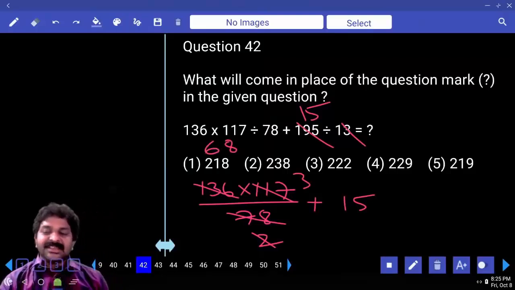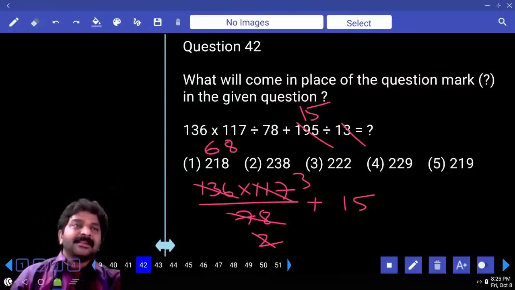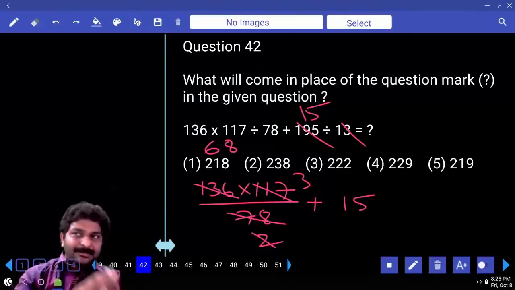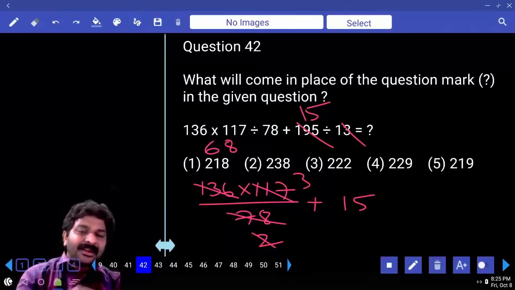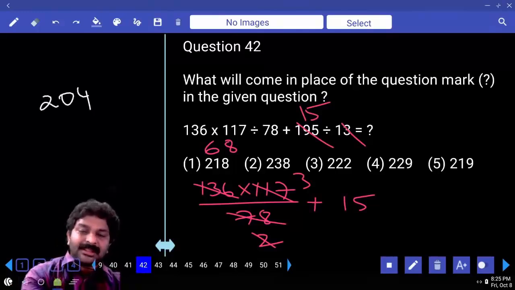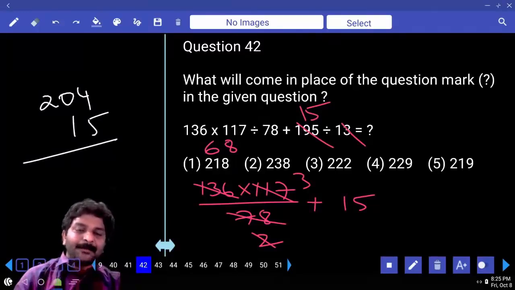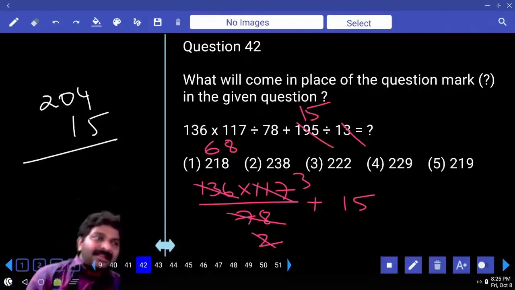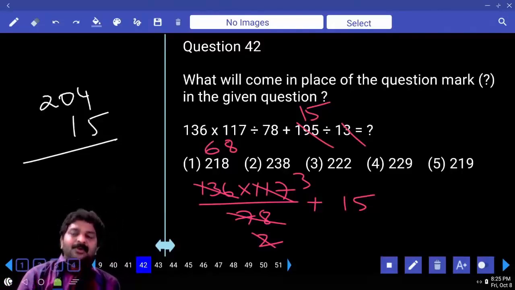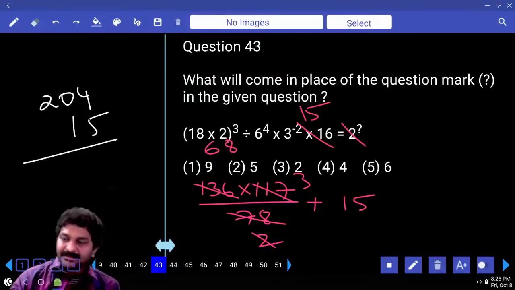68 times. 68 3 times. 63 is 180. 8 3 is 24. Reverse multiplication. 180 24 204, and the other number 15. Answer 219. You can go for last digit verification, but 2 options are there which are ending with 9. Hence we need to calculate the entire answer.